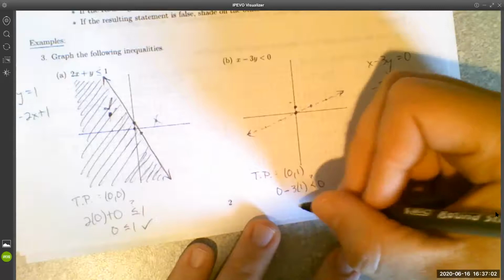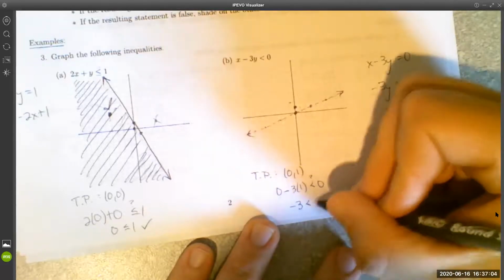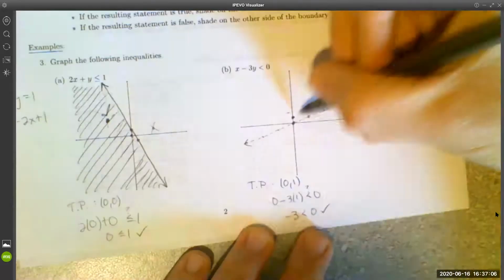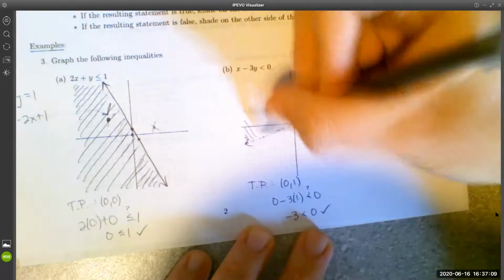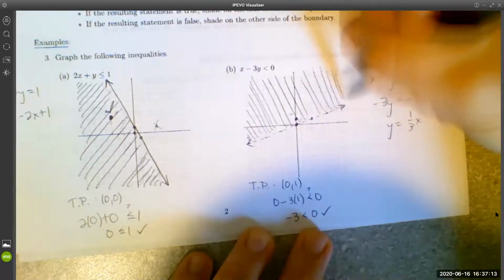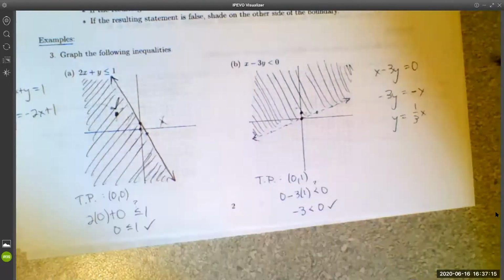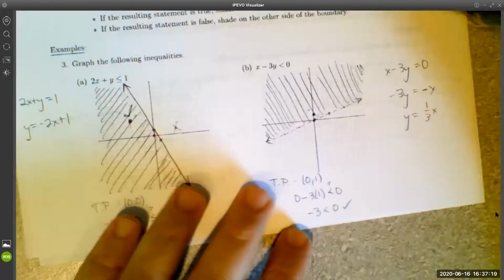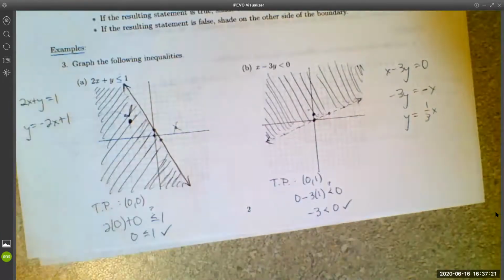0 minus 3 times 1 is negative 3. And that is a true statement. So I'm going to shade above the line this time, because that's where my test point was, and when I plugged in my test point, I got a true statement. And that's that. Okay, so that's how graphing inequalities works.